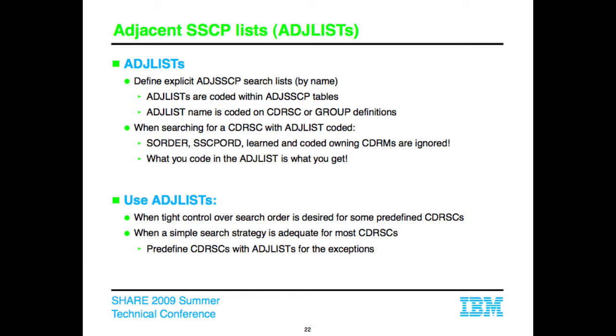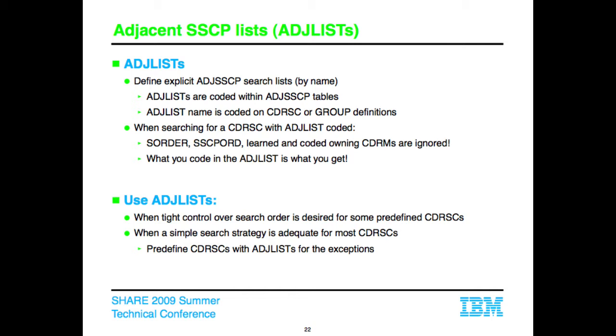The thing about ADJLists is that S-order has no effect on them, SSCP order, priority versus defined routing, has no effect on them, learned and coded owning CDRM names, directory database cached information, none of these things have any effect at all when we're searching using an ADJList. We search only the entries in the ADJList. We always search them in the predefined order, and when we get down to the bottom of the list, if we haven't found it, we're done. That's why we call it a what-you-see-is-what-you-get adjacent SSCP table. What you code in the ADJList is what you get.